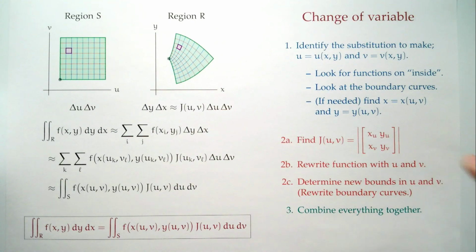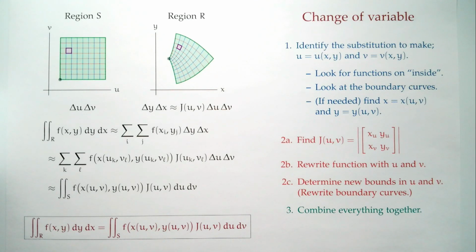So find the Jacobian. In other words, how do you break things up? Find how to rewrite your function. And finally, what are your new bounds? Now, I think the new bounds is oftentimes part of the hardest thing about these change of variables. Because it's not just a simple matter of, oh, it's new numbers, like we had in Calc 1. We have to figure out what are the new curves.